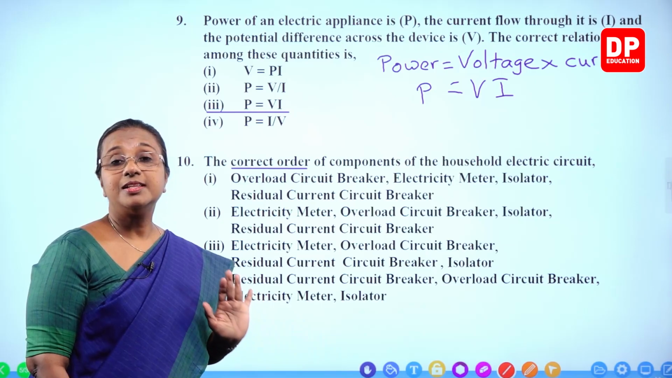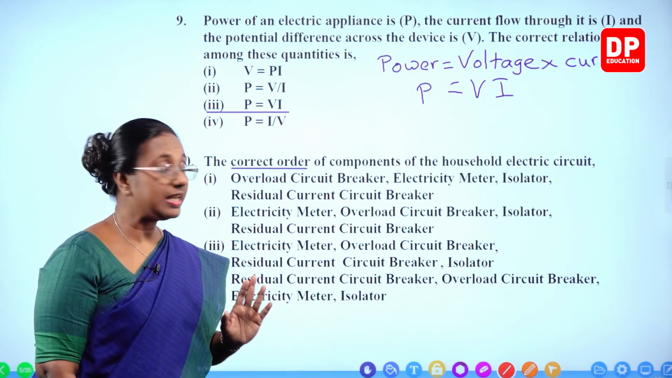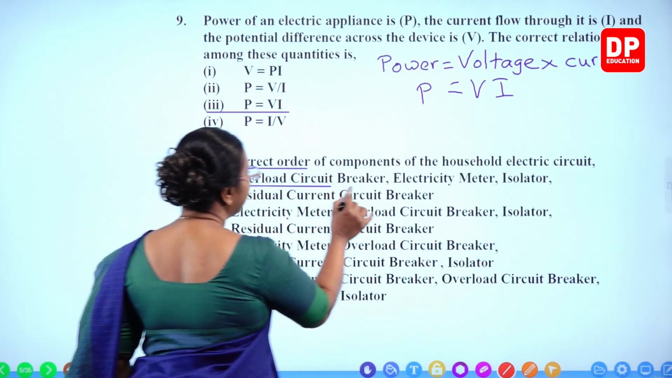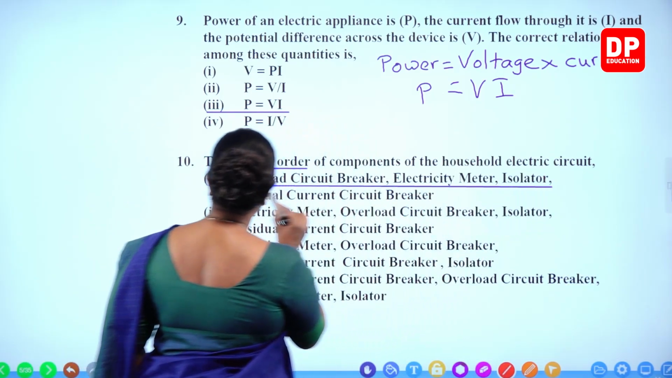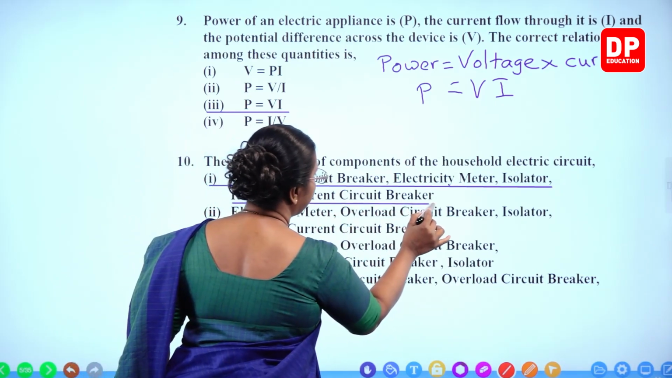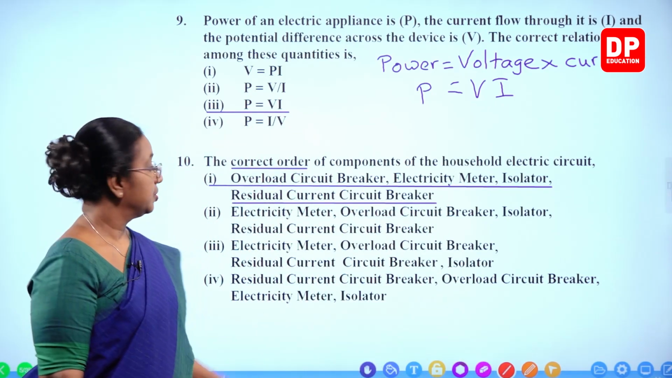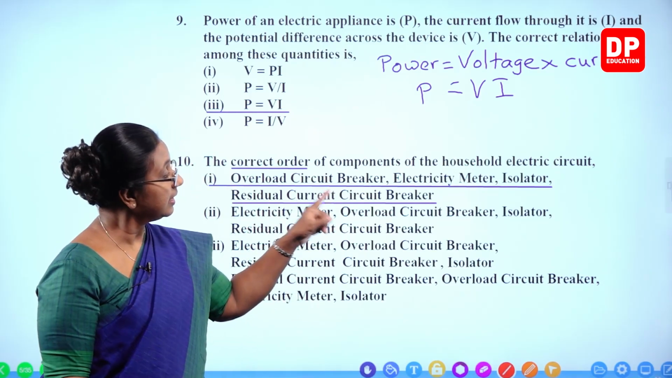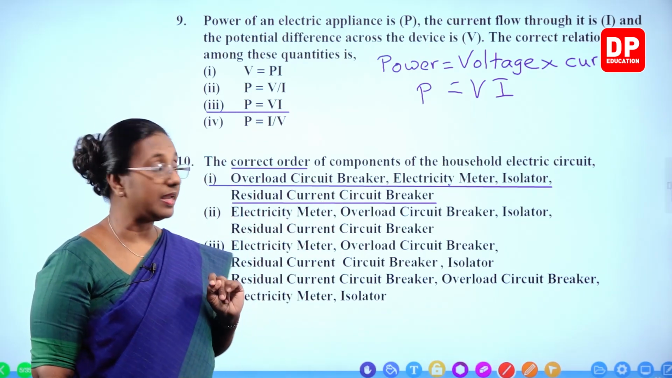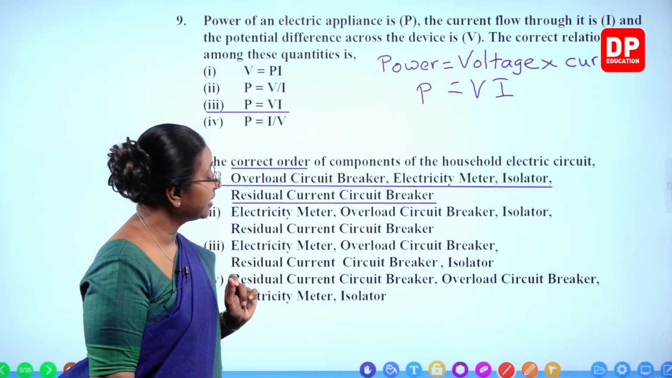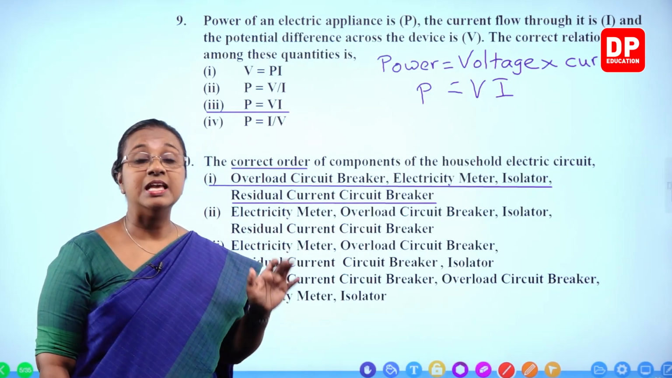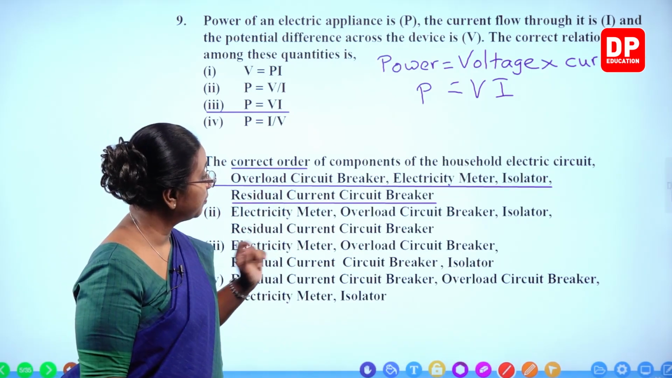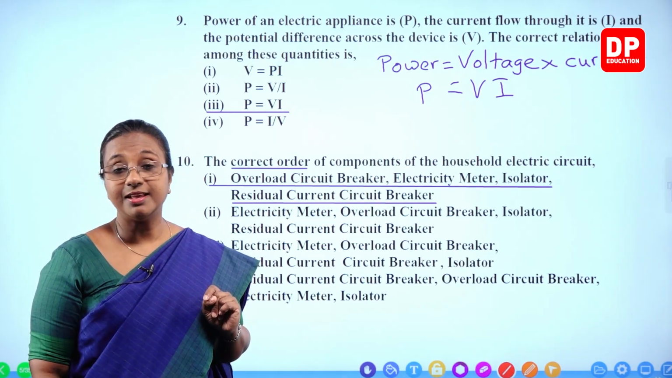So the second, third and fourth answers, the order is incorrect. Only the first one is correct. Overload circuit breaker, electricity meter, isolator and residual current circuit breaker. So overload circuit breaker is the service fuse. Electricity meter, isolator is the main switch with the main fuse, and residual current circuit breaker, that is RCCB, that is the trip switch. So that is the correct order of components of the household electric circuit.